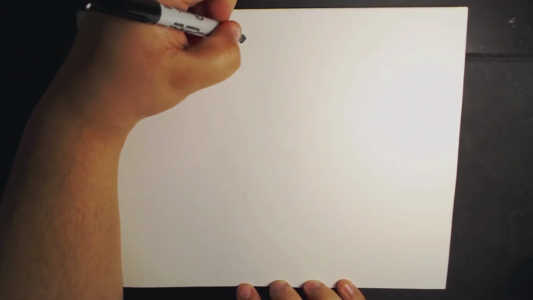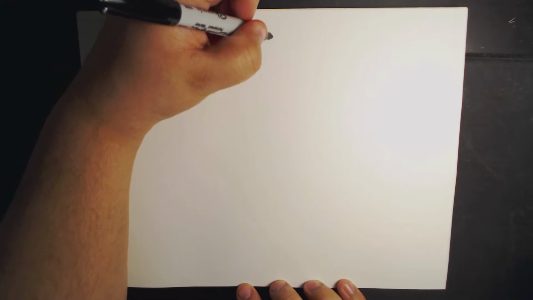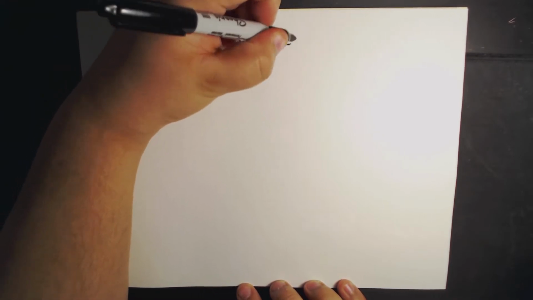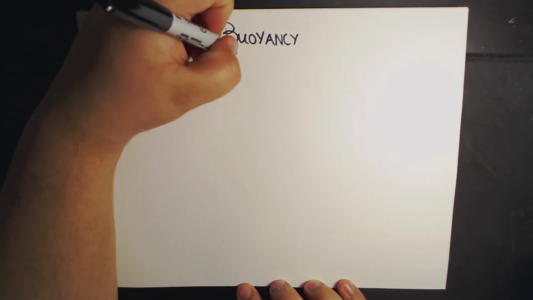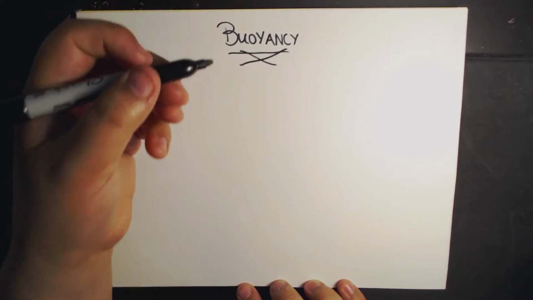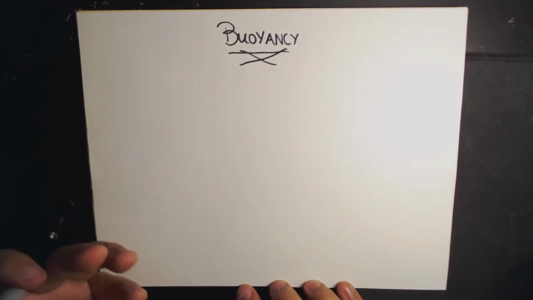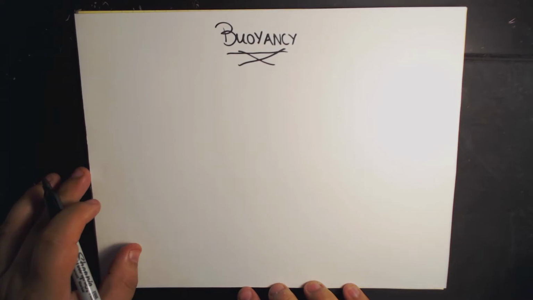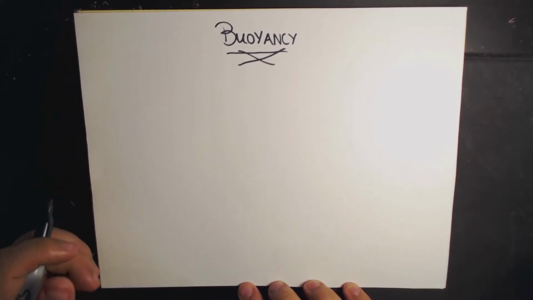Today I'm going to introduce you to the concept of buoyancy. Now, buoyancy is something to consider whenever an object is submerged or partially submerged in a fluid, such as when you're designing a submarine or a boat or anything of the sorts.